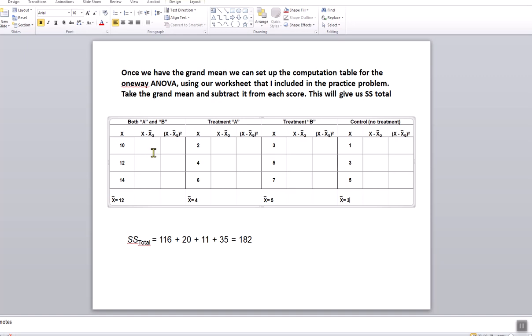Now we've got the grand mean. The grand mean is 6. That's from the previous page. Okay, here we go. So I'm going to take 6 and subtract it from each number. So 10 minus 6 is 4. 12 minus 6 is 6. 14 minus 6 is 8. Negative 4. You see what I'm doing?